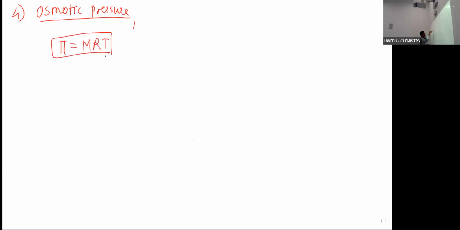So we started osmotic pressure. We got pi is equal to mRT. This formula we wrote, right? Okay. So pi, I think values also we wrote. What is pi in bar, atmosphere? These values, right? Okay.